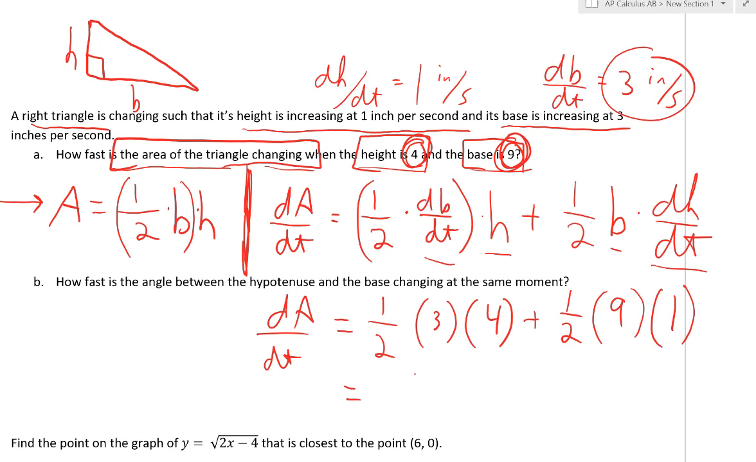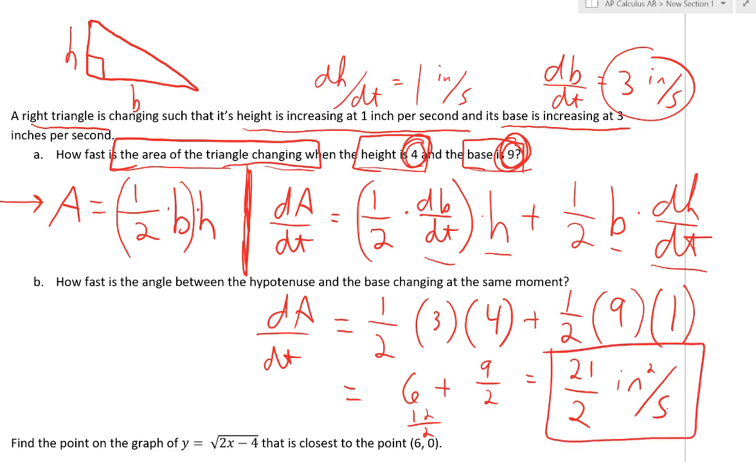1/2 times 3 times 4 is 6. Plus 1/2 of 9 is 9 halves. And 6 is 12 halves, really, if you think about it like that, right? Plus 9 halves is positive 21 halves. And again, the units on that, what you've got to remember, are inches squared per second.